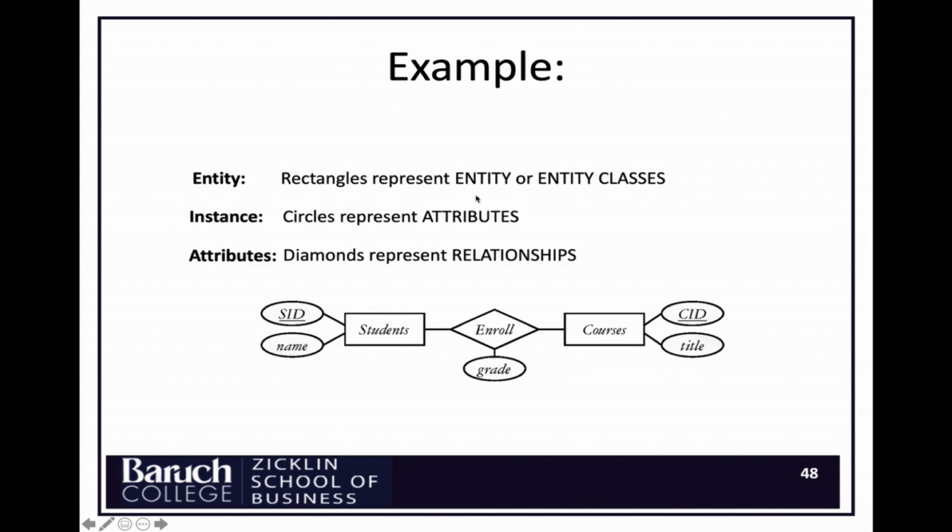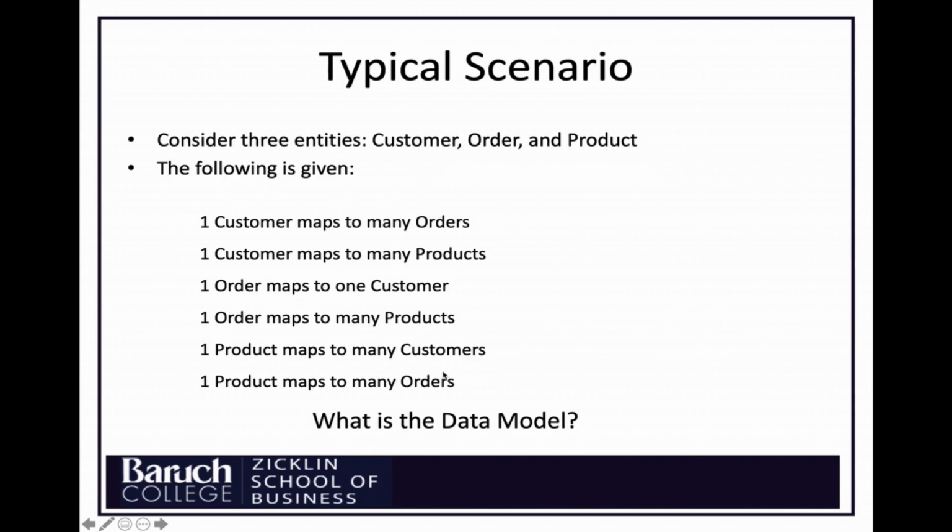So a rectangle is an entity. In this format, a circle would be an attribute, and the diamond represents the relationship. And the relationship can have its own attribute, or we can add an intermediary entity, and then that entity can have a grade. There are different ways to do it. I'm sure you have reviewed this in your other classes.